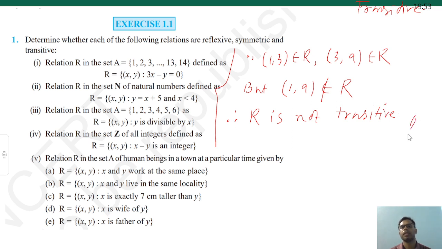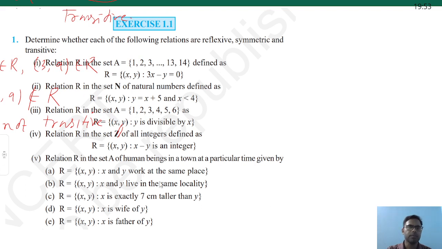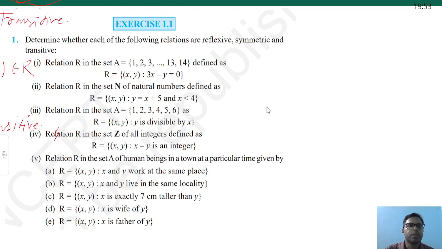Okay, so this is the answer of the first question। Now you see the second question, second to solve. The second question, what is the second question?